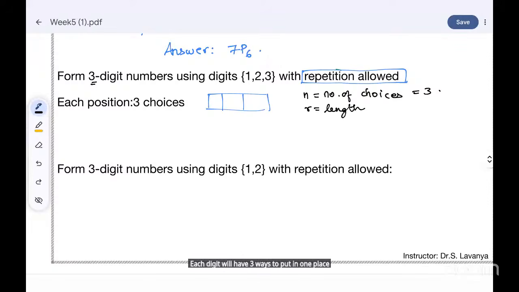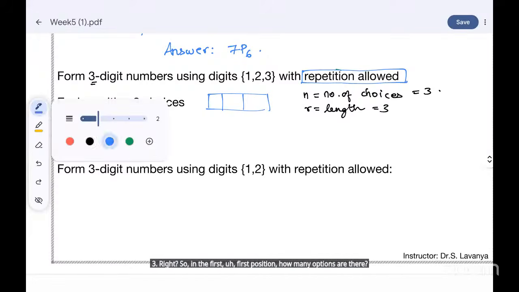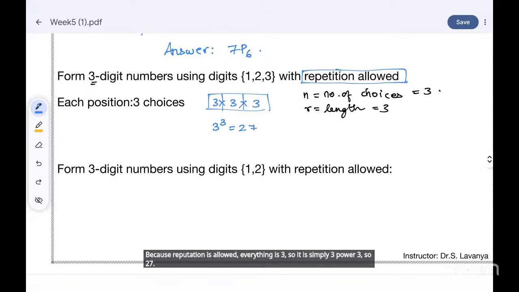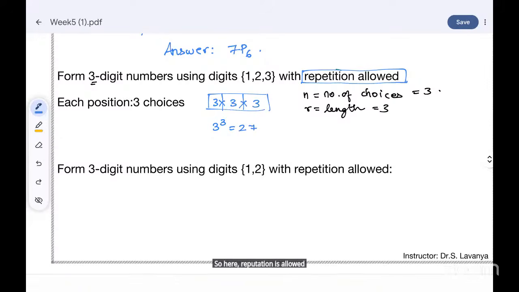So what is the length we are going to consider here? 3. In the first position, how many options are there? 3. Second? 3. Third? 3. Because repetition is allowed, everything is 3. So it is simply 3 power 3, so 27. Here repetition is allowed, that's why 3 power 3. So here we have done n power r.